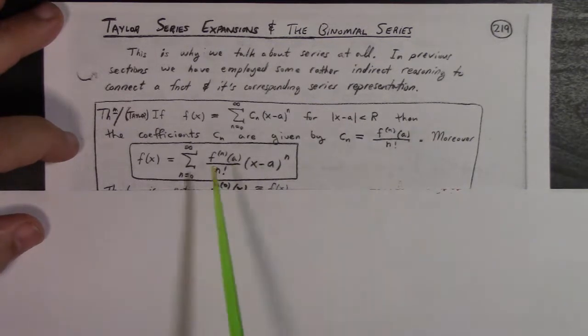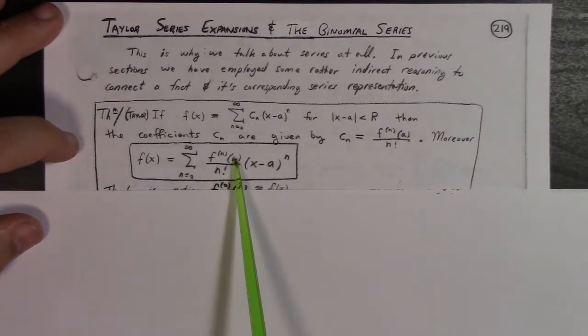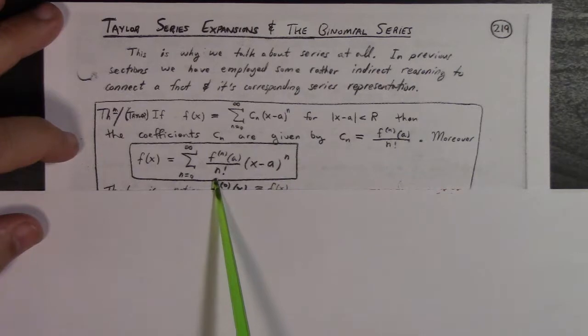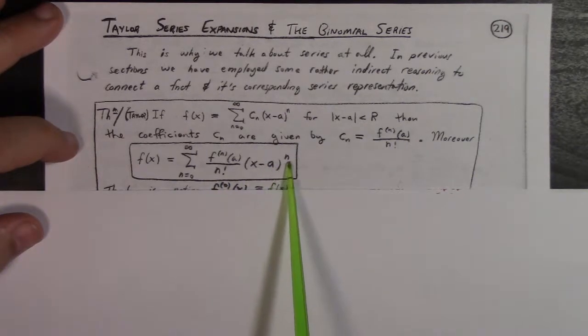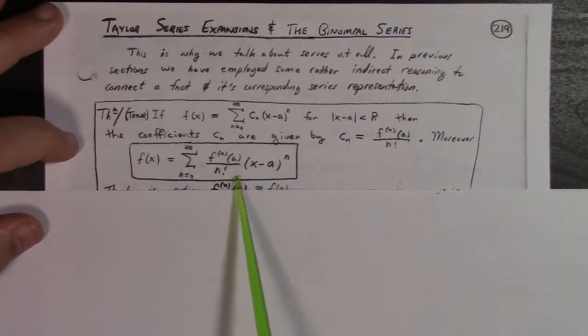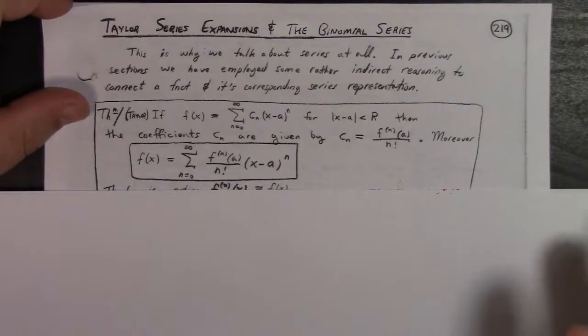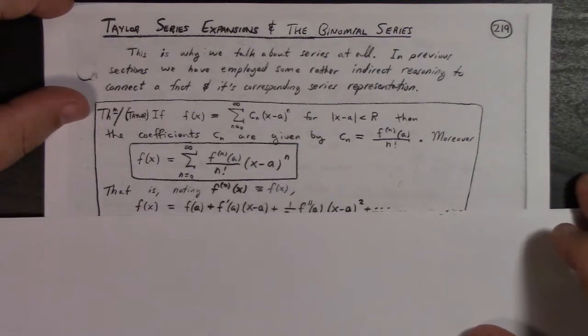In fact, we can write the function as the sum n equals 0 to infinity of the nth derivative evaluated at the center divided by n factorial times x minus a to the n. This formula is actually a generalization of the tangent line approximation that we saw in Calculus 1, as I'll make much more explicit in a future video.